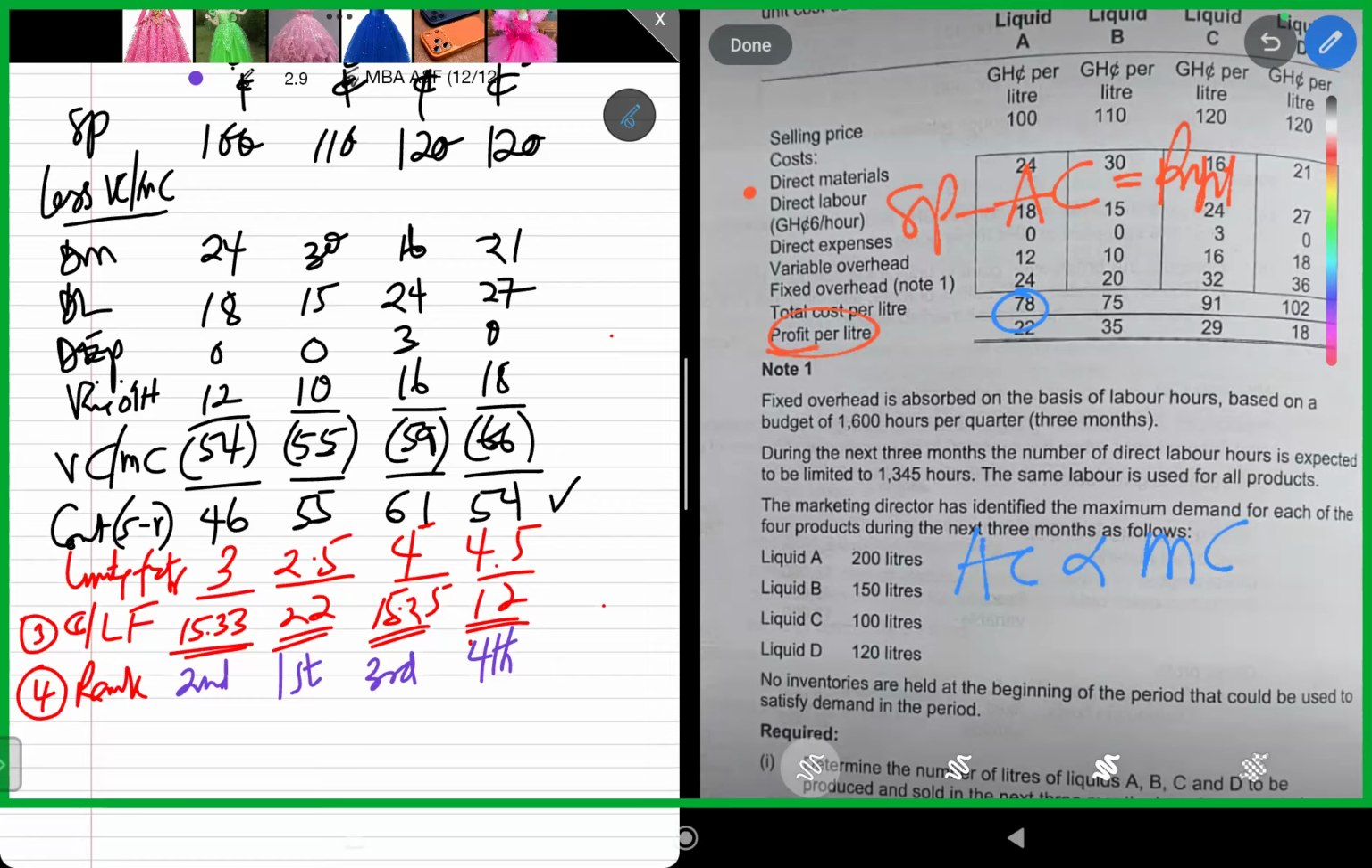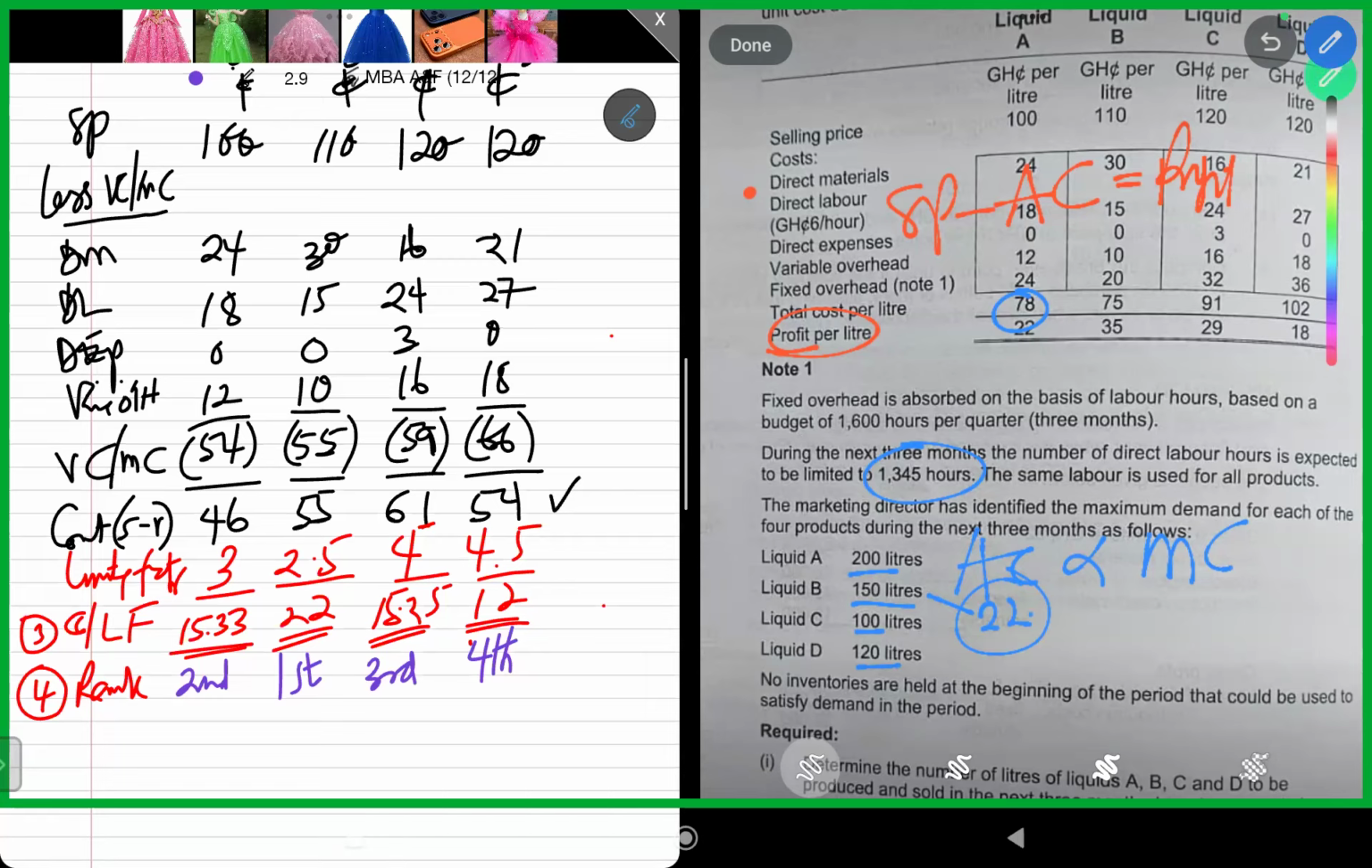In other words, liquid B, we are producing 150 liters. Liquid A, 200 liters. Liquid C 100, liquid D 120. So if I have a limited number of hours, and of all these four, it is B which will give me the highest contribution of 22, then I have to make sure that out of my 1,345 hours, I use the total number of hours needed to produce liquid B, because that's bringing in more income into the business in terms of profits, or contributions.